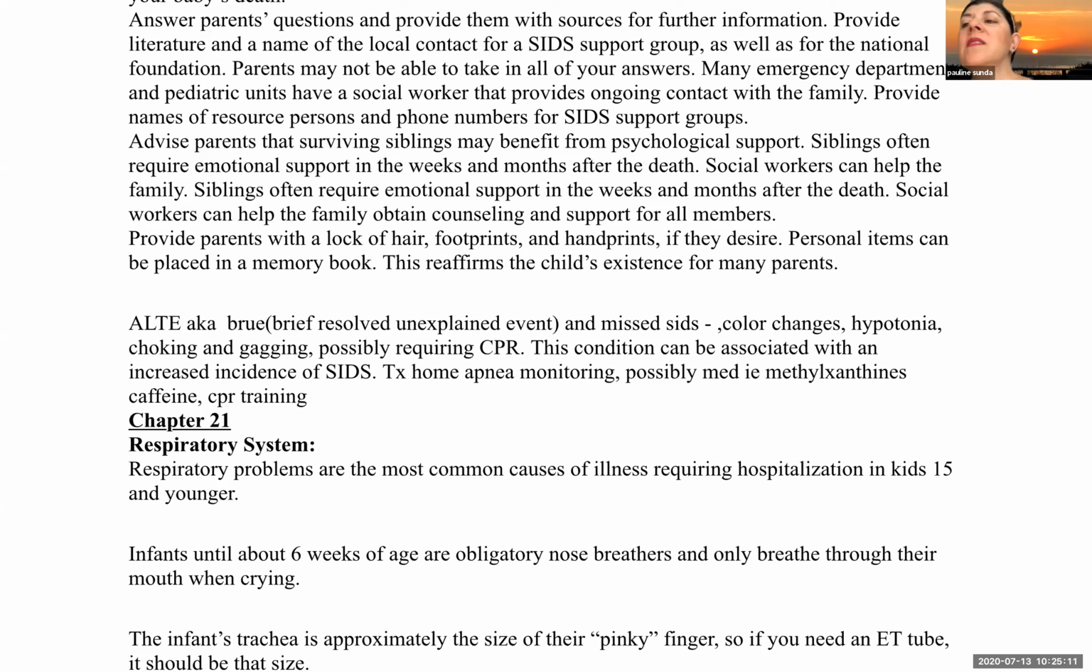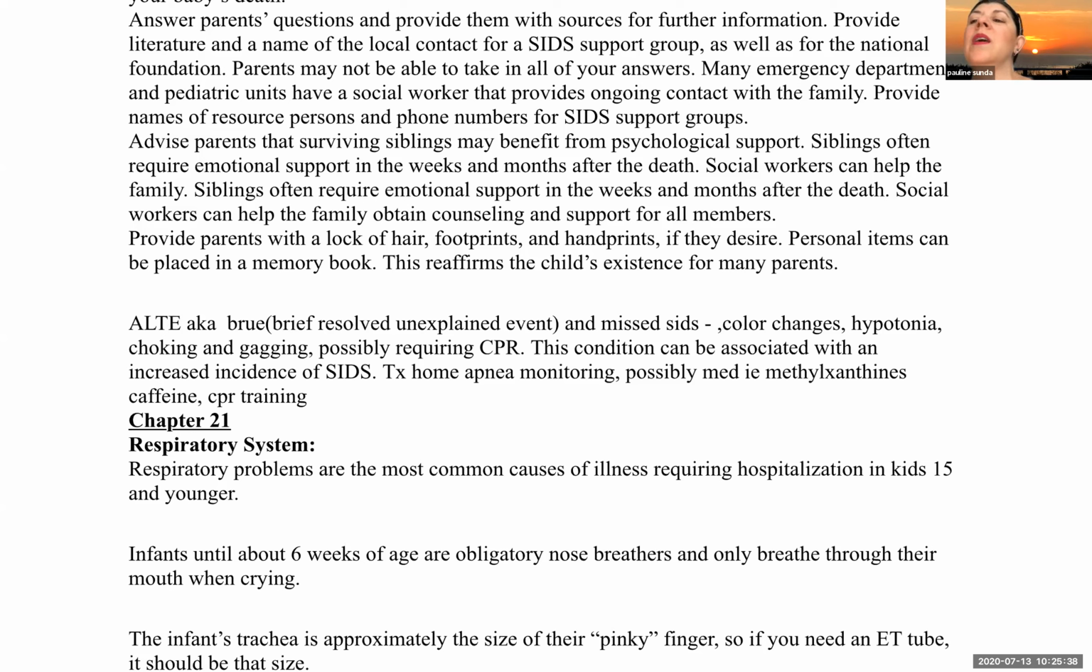Here what happens is the child experiences color changes, hypotonia, choking, gagging, and they may require CPR. This condition can be associated with an increased incidence of SIDS. What we do for this condition is they may be placed on a home apnea monitor. They may need medications like methylxanthines and caffeine, and the parents and anyone who is caring for that child must be trained in CPR.